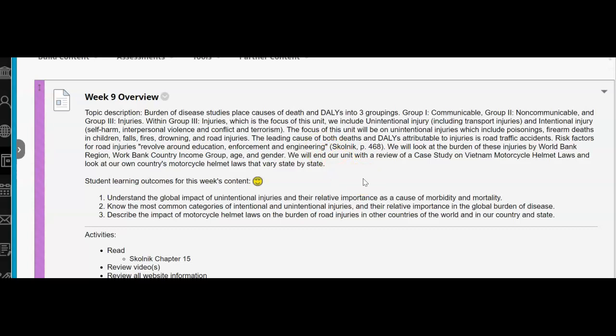We're going to look at the burden of these injuries by the World Bank region, World Bank country income group, age, and gender. We're going to do that in our readings again. And we're going to end our unit with a review of a case study on Vietnam motorcycle helmet laws, and then look at our own country's motorcycle helmet laws, that if you don't know, they vary from state to state.